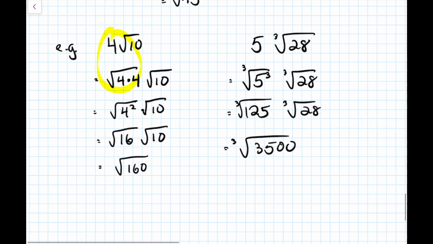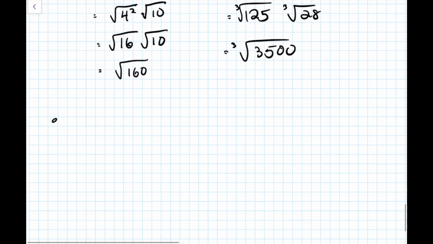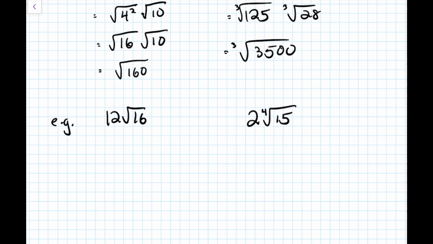Okay, so I'm going to give you a couple to try on your own. I'd like you to try to convert 12 root 16 and 2 times the 4th root of 15. So turn those both into mixed radicals, and then come back once you're done to see how you did.